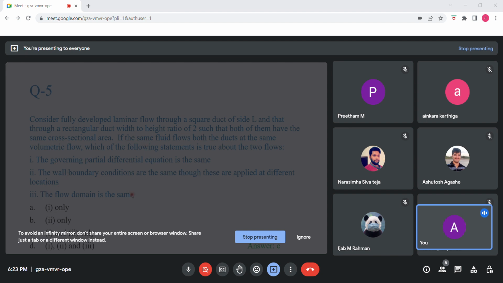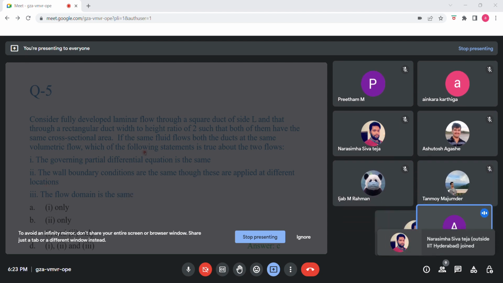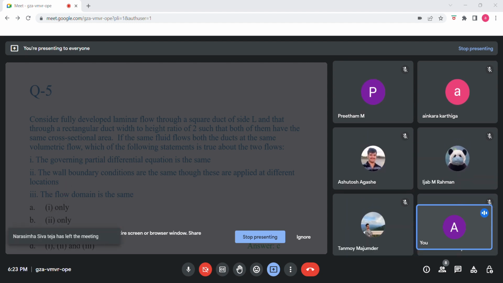The flow domain is the same? The flow domain is not the same, because here it is a square duct of equal sides, whereas in the rectangular duct the height to width ratio is 2, such that the flow domain is not the same. So out of all these options, one is correct, two is also correct, and the third one is false. So this is option C, which is correct. Option D is wrong because the third one is wrong.